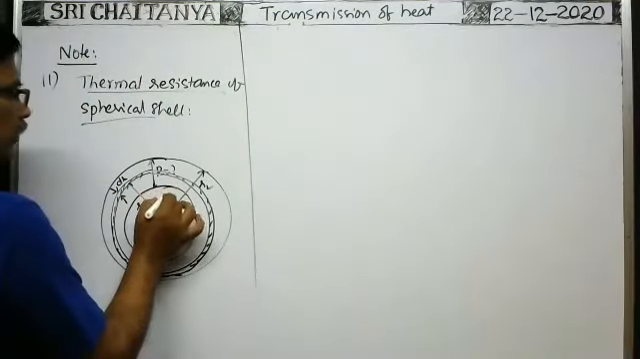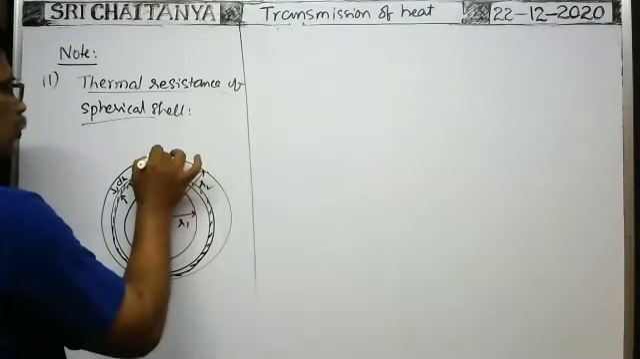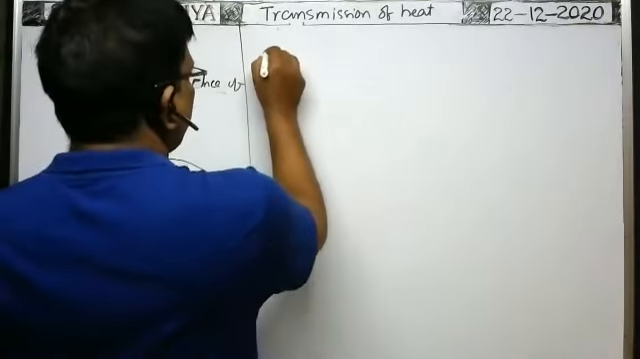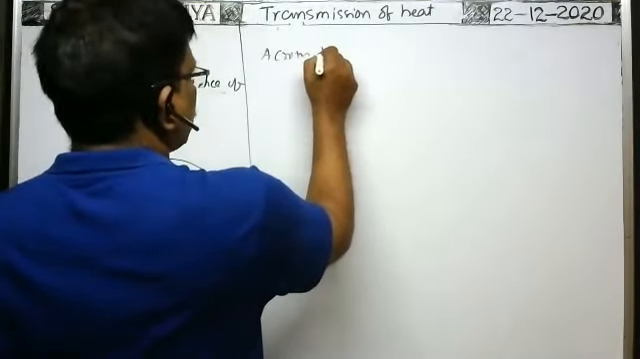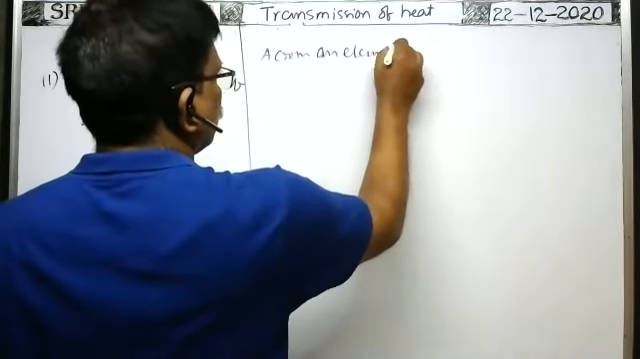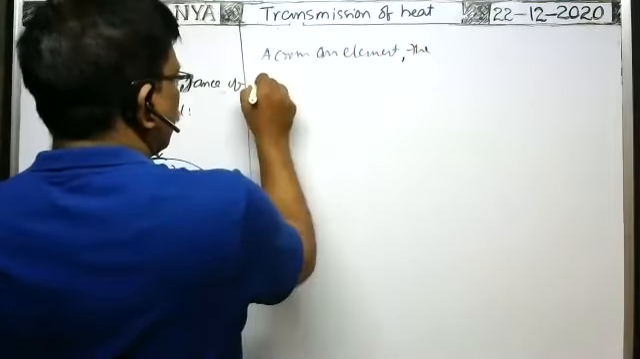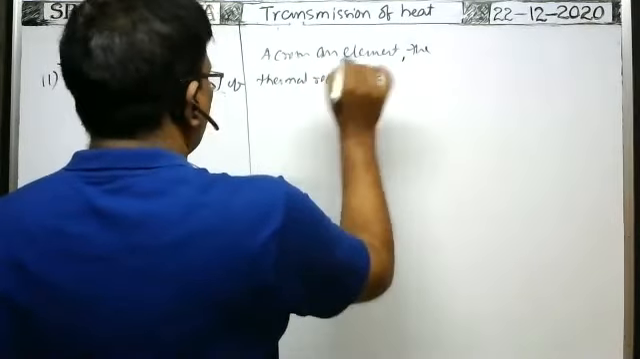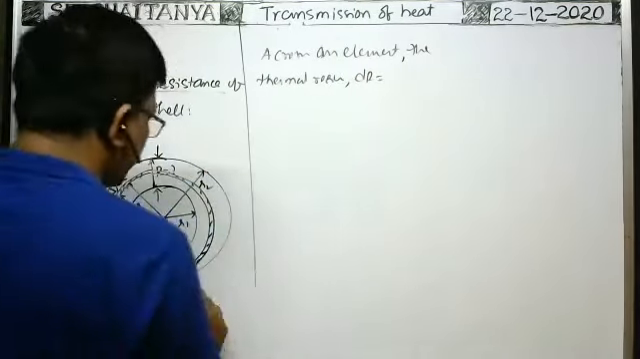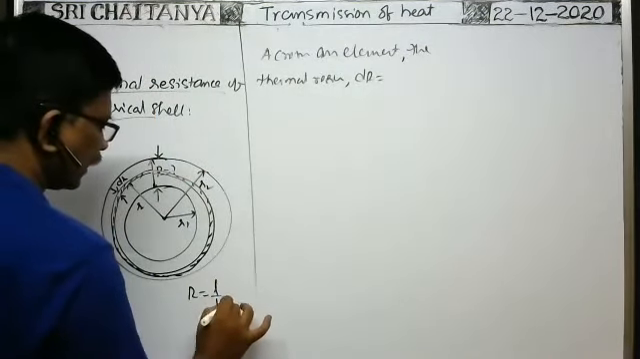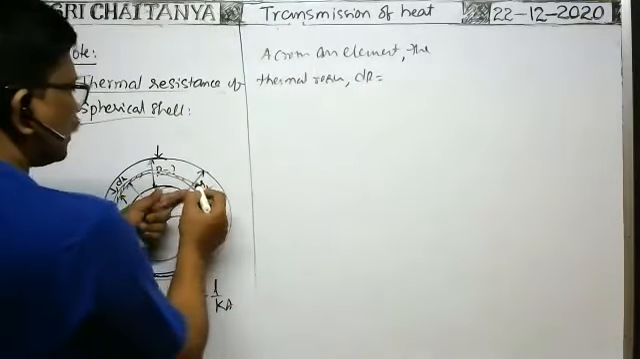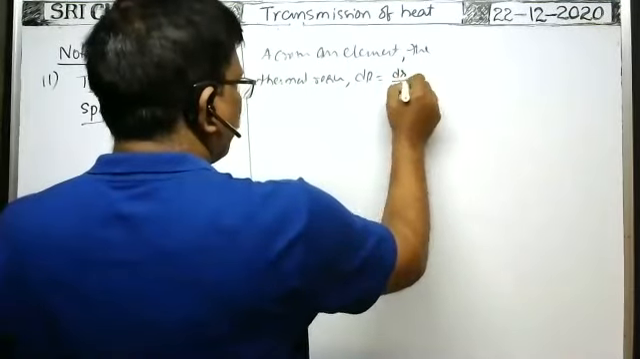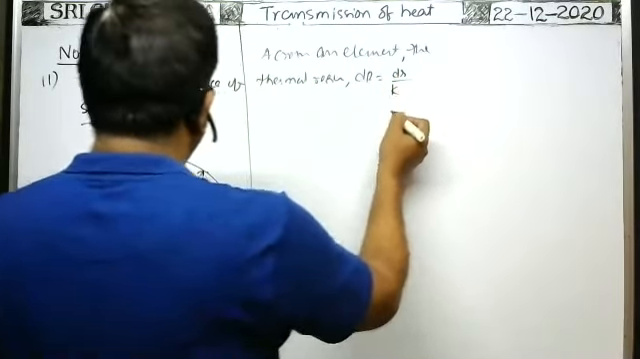We need the thermal resistance between these two surfaces. So first, across an element, what is the thermal resistance? The thermal resistance of dr is equal to L by KA. The general formula is thermal resistance R is equal to L by KA. L means across the shell, the thickness dr, so thickness dr by K, the coefficient of thermal conductivity, into the surface area.